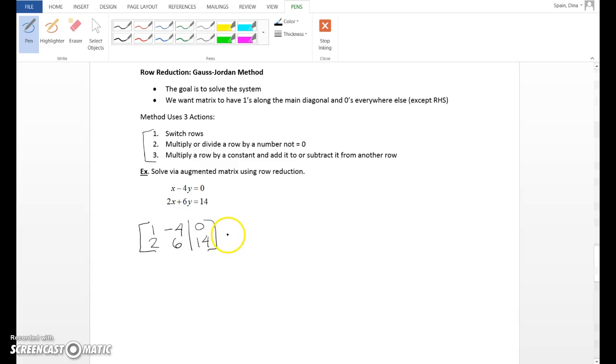Now, as we move along, we're going to be doing some row operations, and we're going to get to another augmented matrix over here, using these methods we just talked about. So what we want to first have is a 1 here, in the 1, 1 position. I already have one, so that's great.